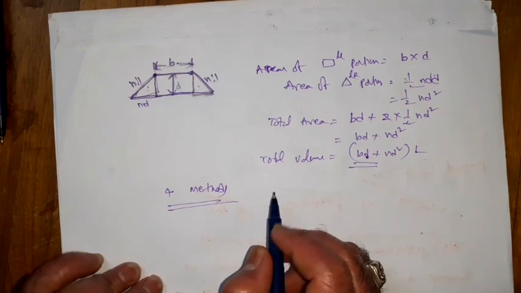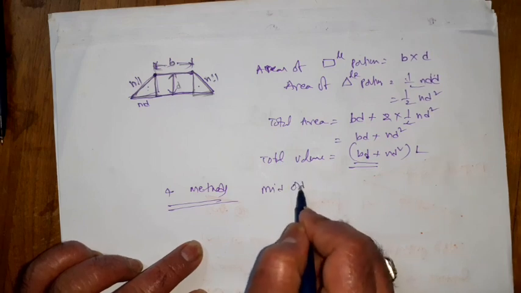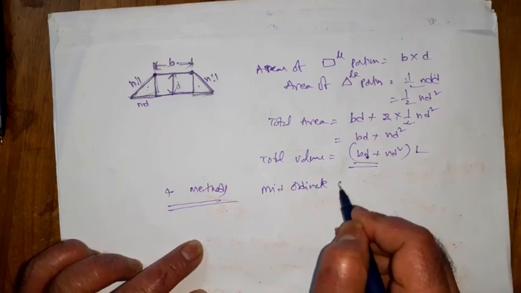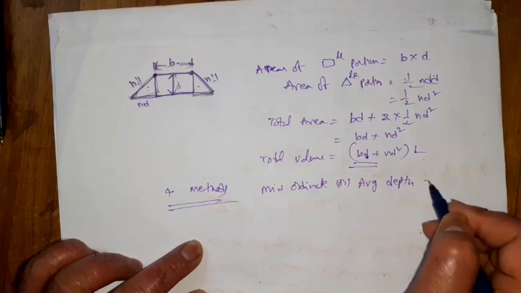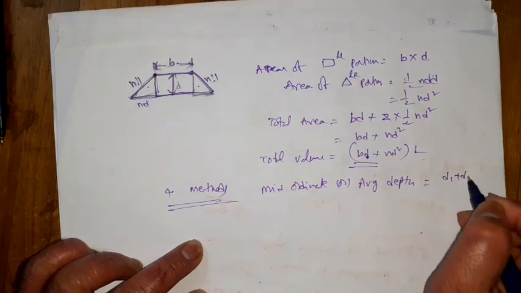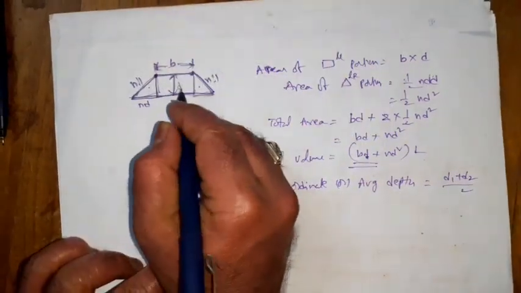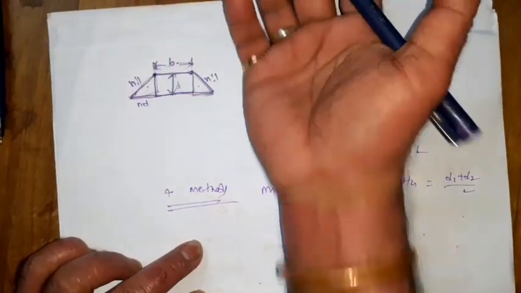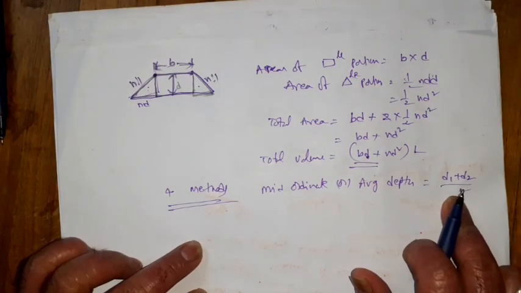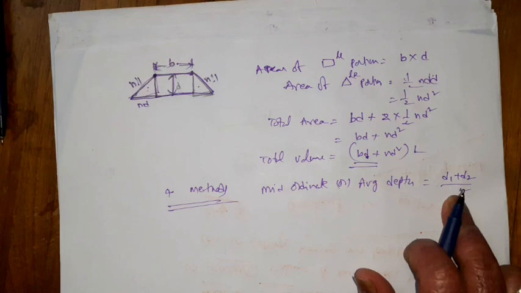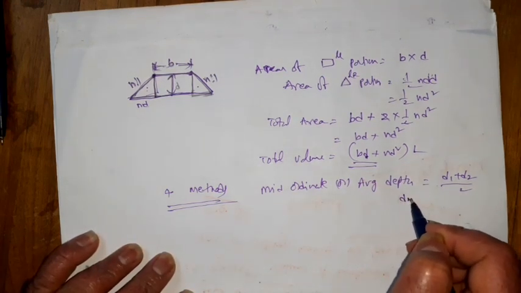The mid-ordinate or average depth rule: mean depth D_m equals D1 plus D2 by 2. So we have two depths at two ends, one is D1 and another one is D2. We take the average depth, D1 plus D2 by 2, and then you can find D mean.